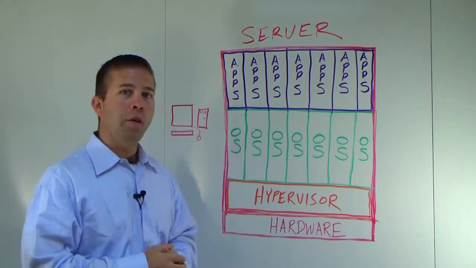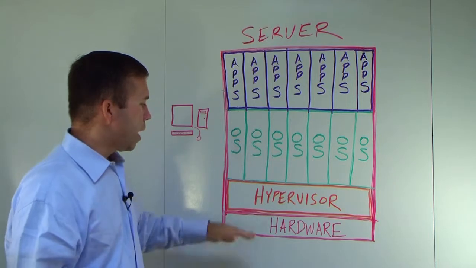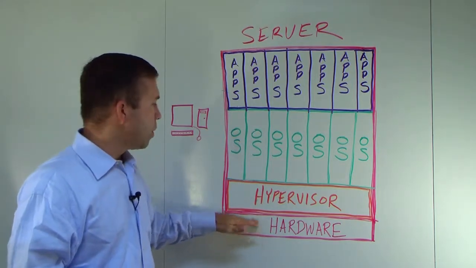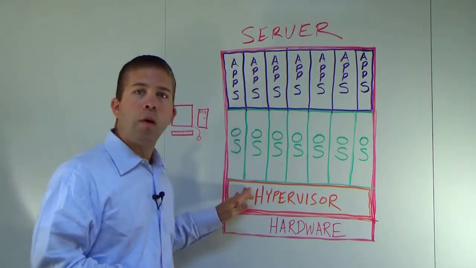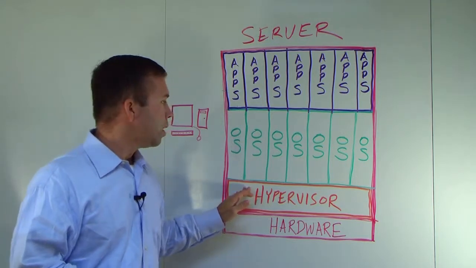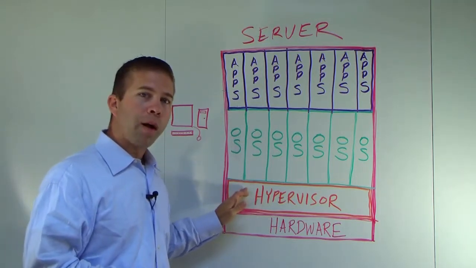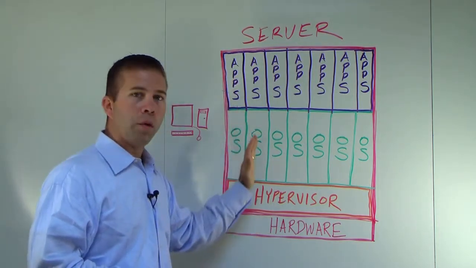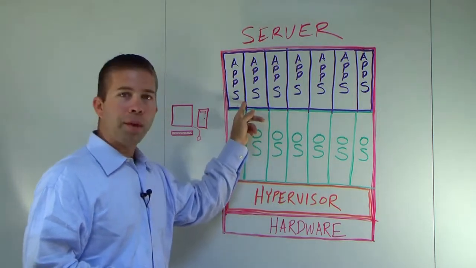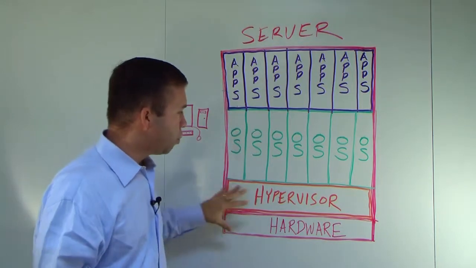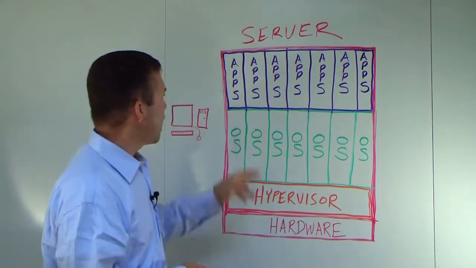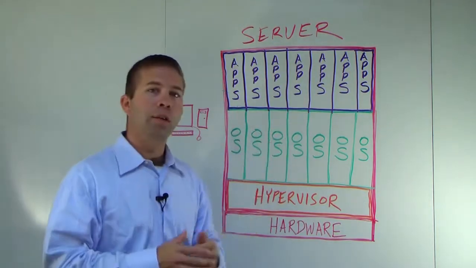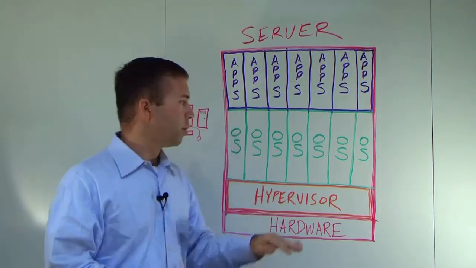Here's a quick diagram, if you will, of a server. We have the underlying hardware. We have the virtualization technology called a hypervisor. Loaded on top of that hypervisor and abstracted from the hardware are individual loads with operating system and applications. So you'll see that this one particular server may have 1, 2, 3, maybe 8 individual servers running on it at any time.